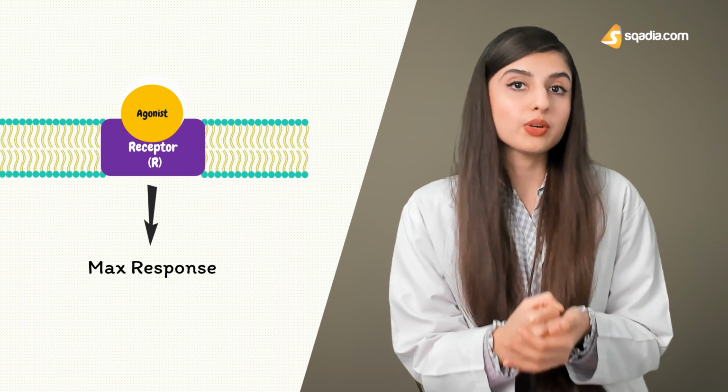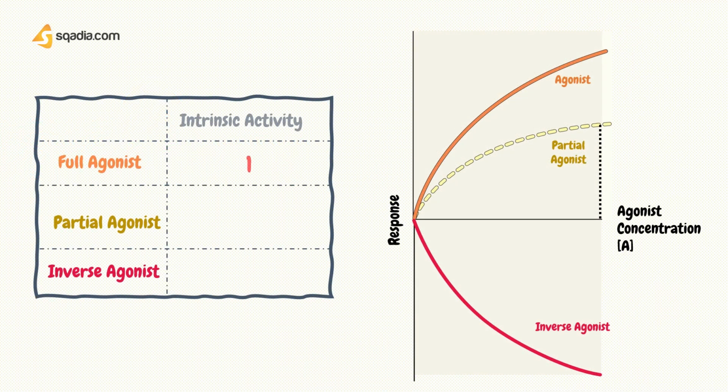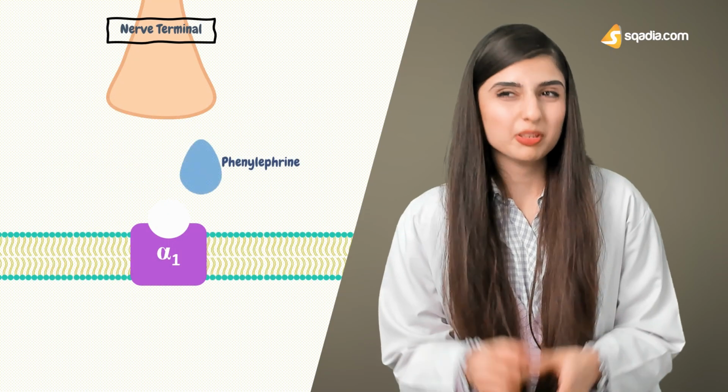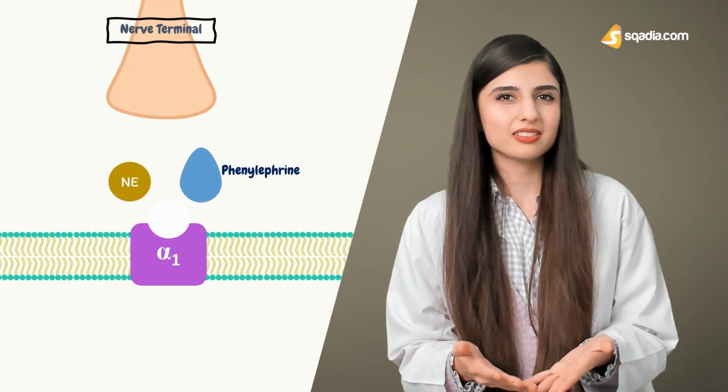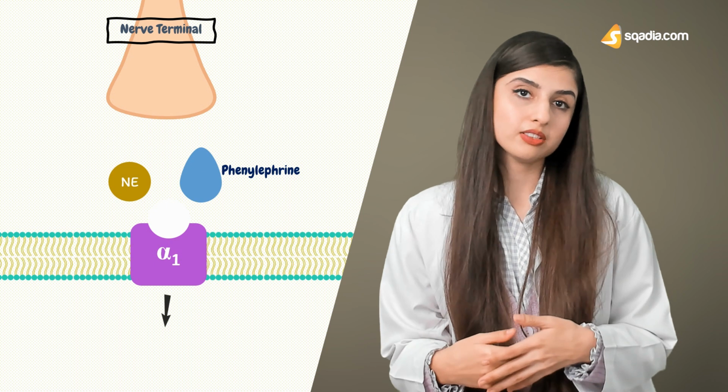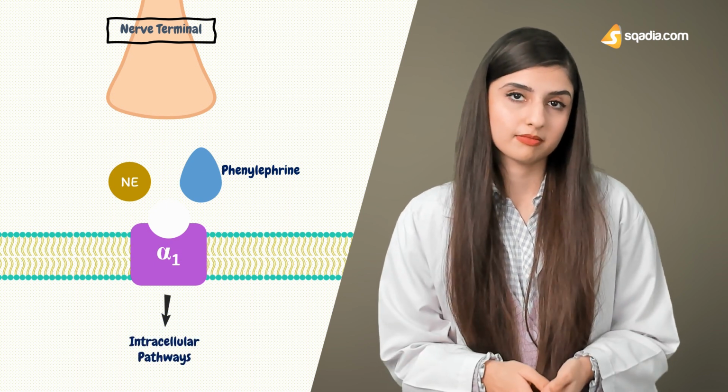And these are said to have an intrinsic value of 1, because this is what we'll compare the rest of the intrinsic values to, basically. So all full agonists for a receptor population should produce the same Emax. For example, phenylephrine is a full agonist at alpha-1 adrenoceptors because it produces the same Emax as does the endogenous ligand, which is norepinephrine.